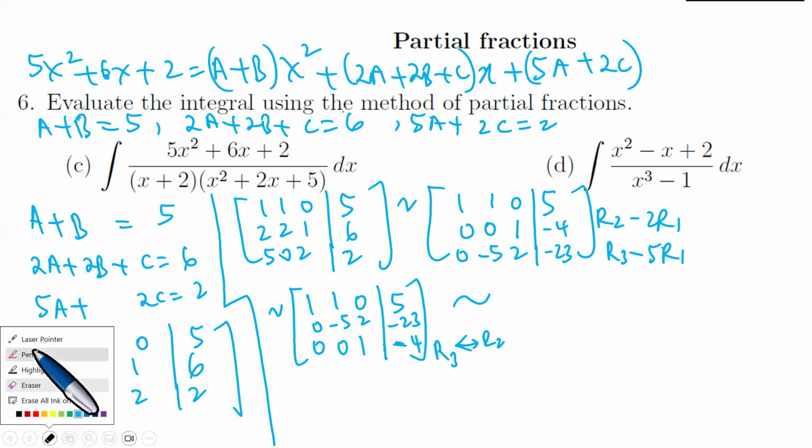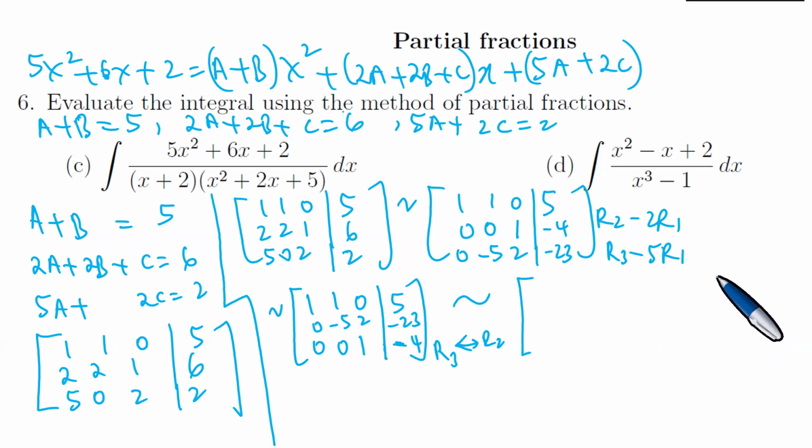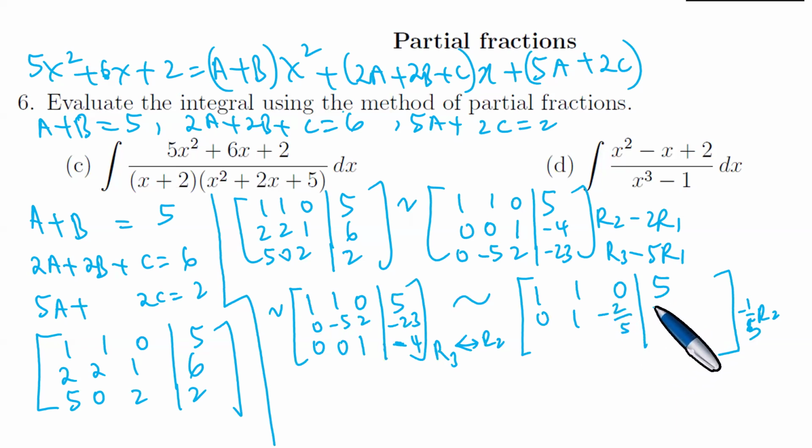At this point, you want to obtain a zero here. So the way to do that would be to multiply row 2 by minus 1/5. 1, 1, 0, 5. 0, 1, minus 2 out of 5, 23 out of 5. 0, 0, 1, minus 4.